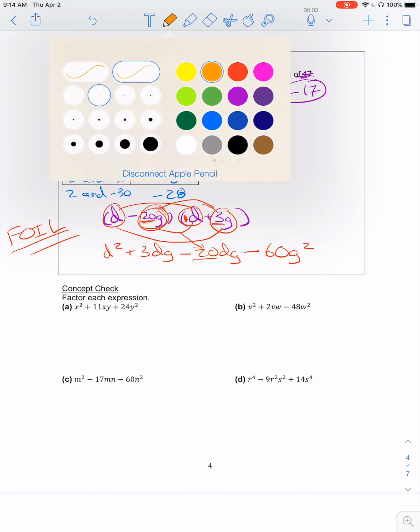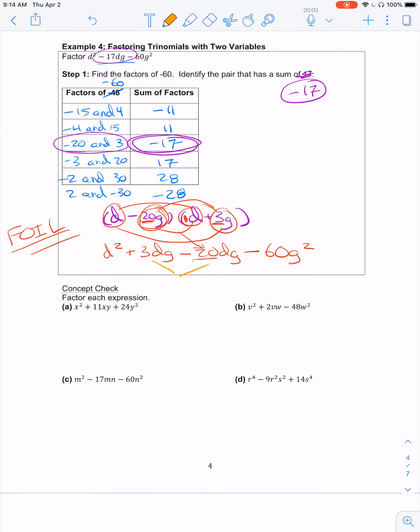Then our last step, we'll do our last step in orange, would add up right here. We're going to combine like terms, so we get d squared minus 17dg minus 60g squared. Just making sure that we back that out and it all makes sense. This is the exact expression that we started with. So again, step 1, find the factors of negative 60. Step 2, identify the pair that has a sum of negative 17, like your term in the middle. And then step 3 is to draw our two binomials and make sure we incorporate both variables.